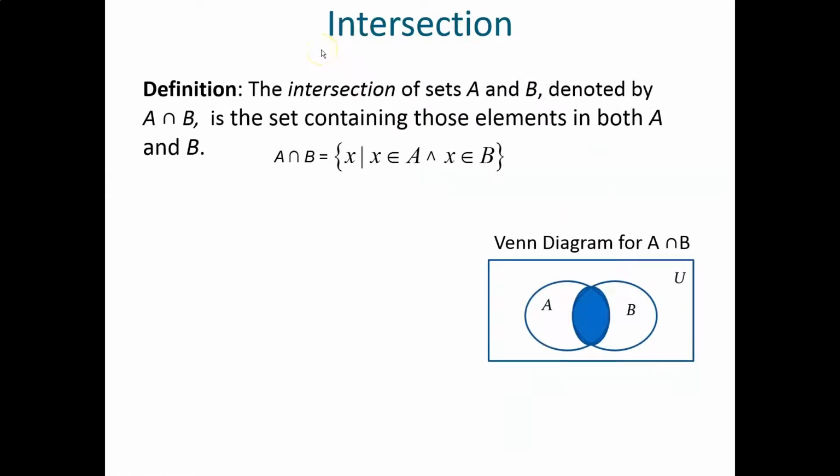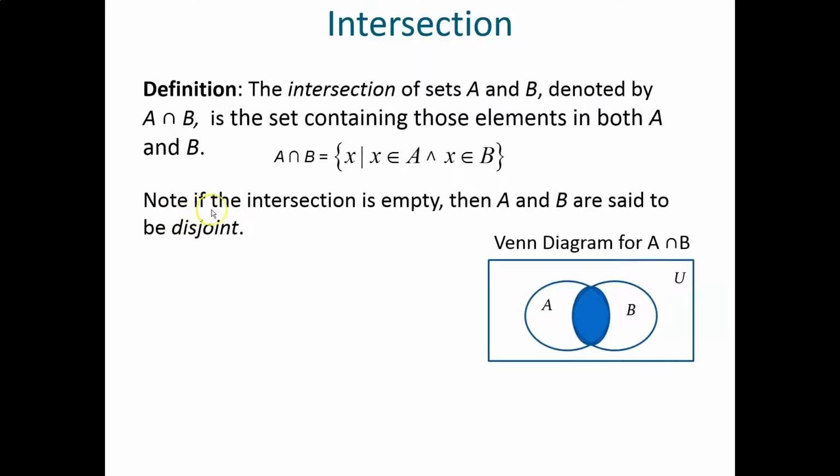Another set operation is intersection. The definition is: the intersection of set A and set B, denoted by A intersect B, is the set containing those elements in both A and B. So this is saying the set of all x's such that x is in A and x is in B. Which means elements in both A and B. So things that are common to both A and B.